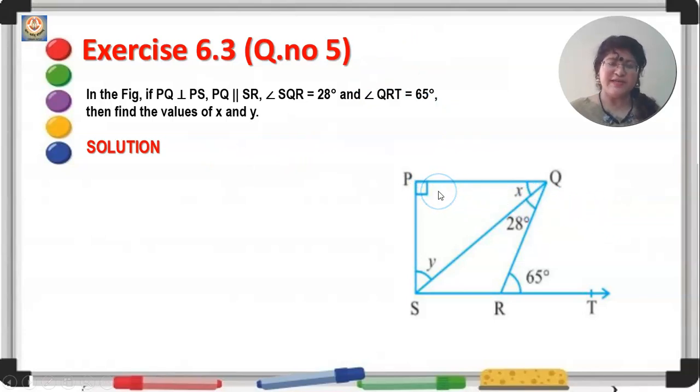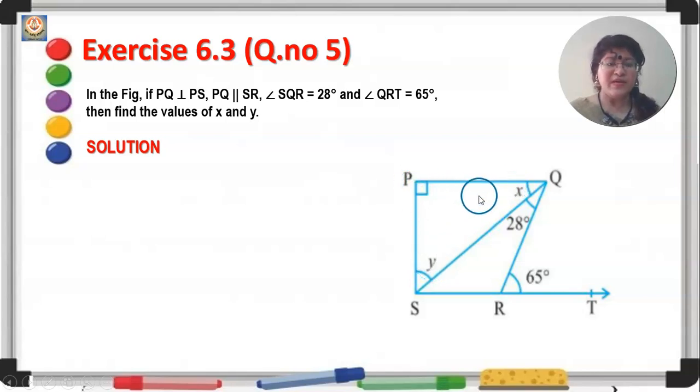Now it is mentioned here that PQ and ST both are parallel to each other. And also PQ is perpendicular to PS. So if you look here, the perpendicular sign is put here. PQ and PS intersect each other at right angles. The measure of these two angles are given. You have to find the value of X and Y.